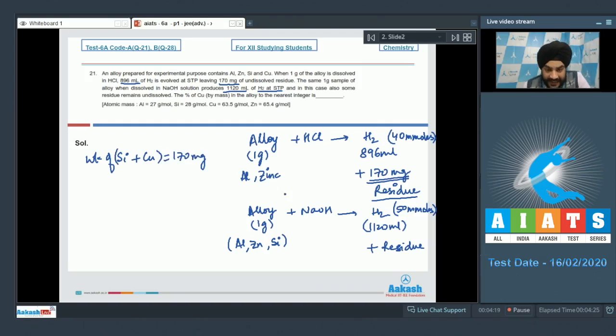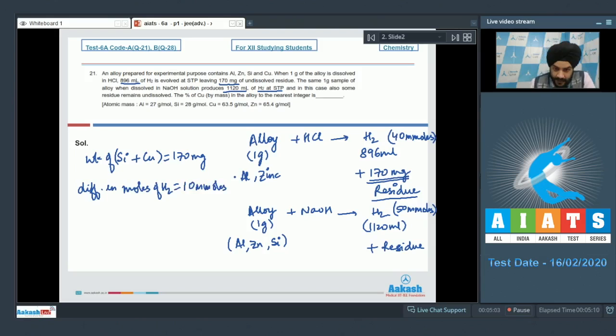If we compare these two pieces of information, we can clearly see that silicon reacts in the second reaction, whereas it does not react in the first reaction. So if we figure out the number of moles of H2 additionally produced in the second reaction, we can calculate the moles of silicon which reacted in the second reaction, as aluminium and zinc are common to both these reactions. The difference in moles of H2 is equal to 10 millimoles.